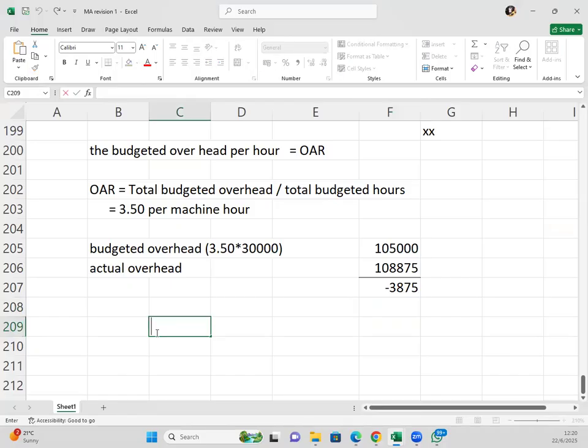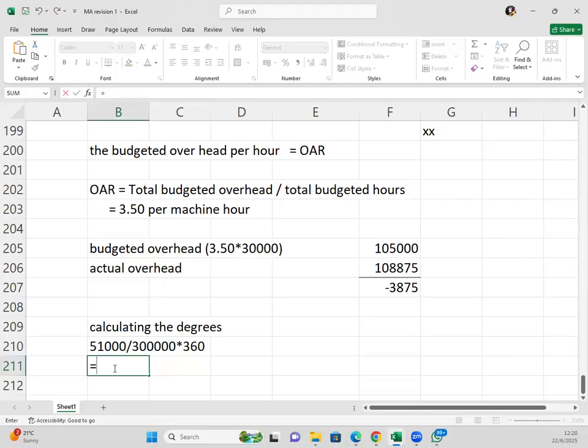So to calculate the degrees there, you would say the sales, that's the 51,000, over the total, which is 300,000, times 360. So for a pie chart, you multiply by 360. That would be 51,000 over 300,000 times 360.